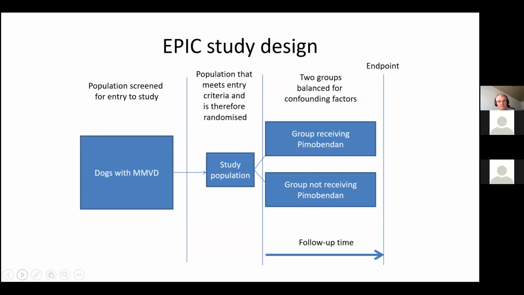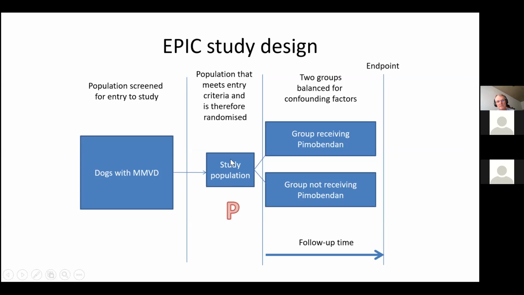So it takes a very long time to do something like this well. And if we go back to the generic study design that I showed earlier, we have dogs with mitral valve disease and we screen them to see whether or not their hearts are big, and that becomes our study population. And then we randomize them into a group that does receive pimobendan and a group that doesn't. And then we follow them up over a period of time.